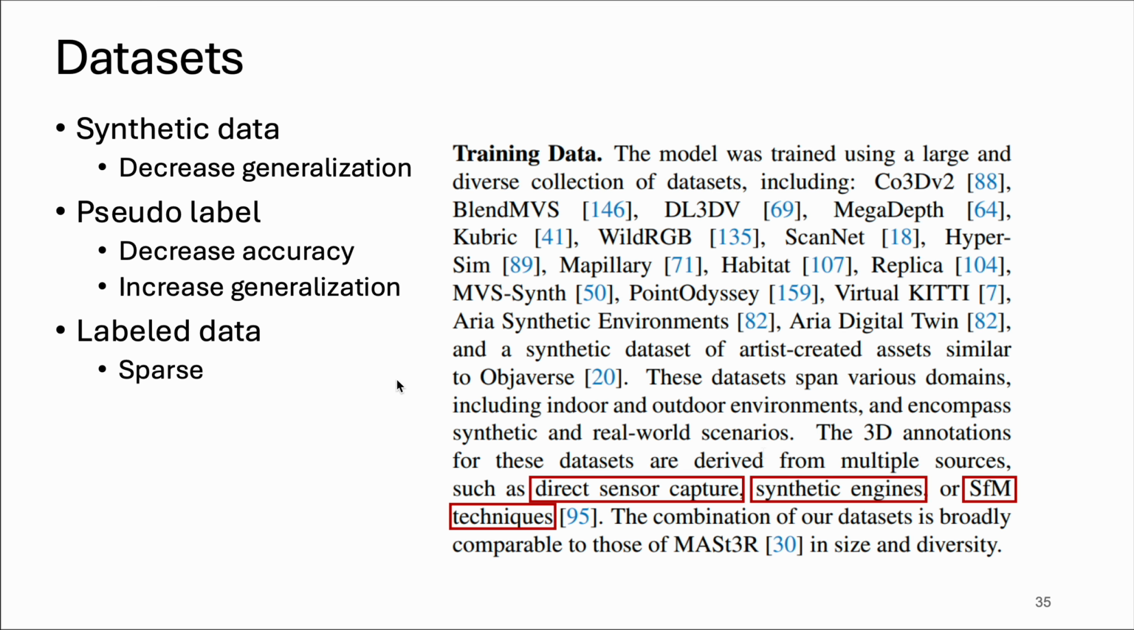The training dataset, this is where the heavy lifting work happens. By reading these 15 lines of description, we see that the model was trained using a large and diverse collection of datasets, including all of these datasets. From this, we see this is where the heavy work occurs. There are tons of datasets.